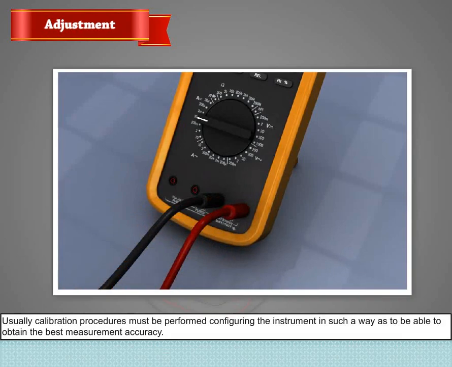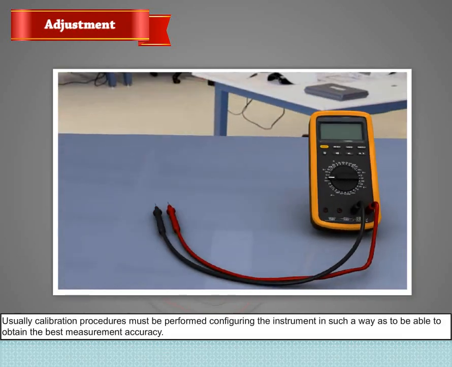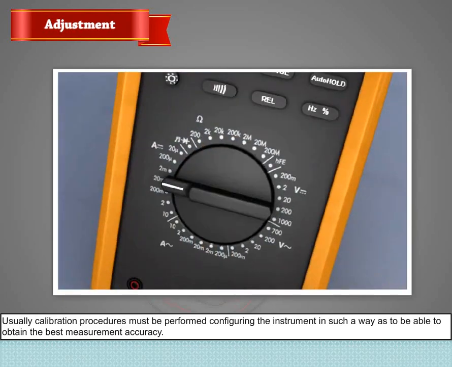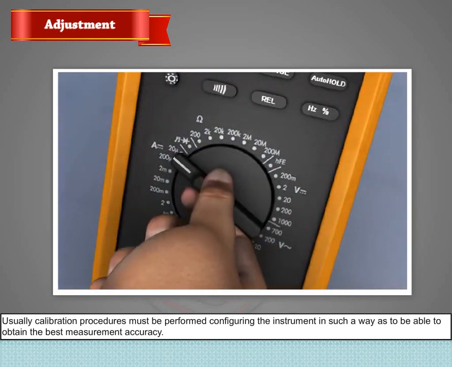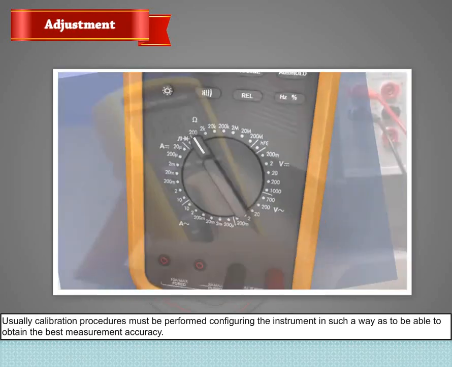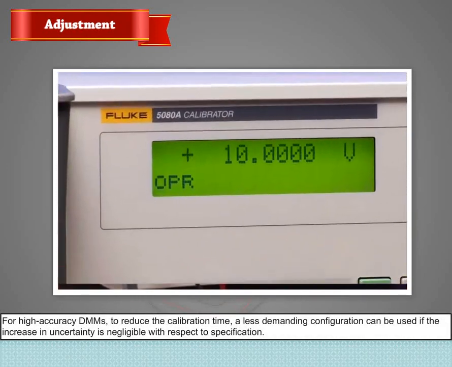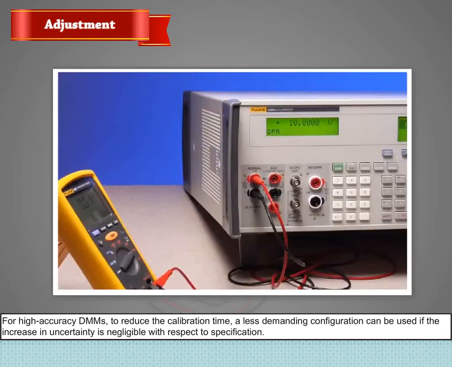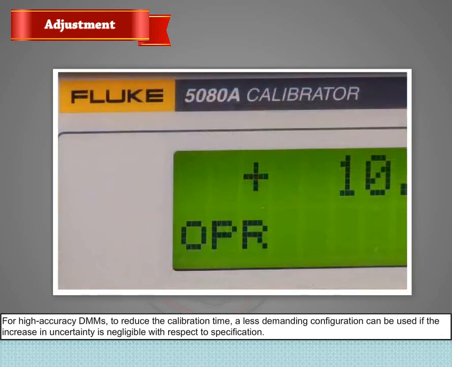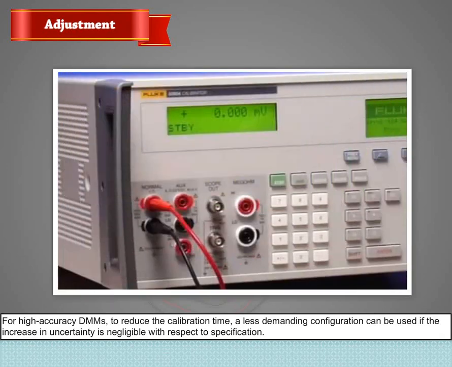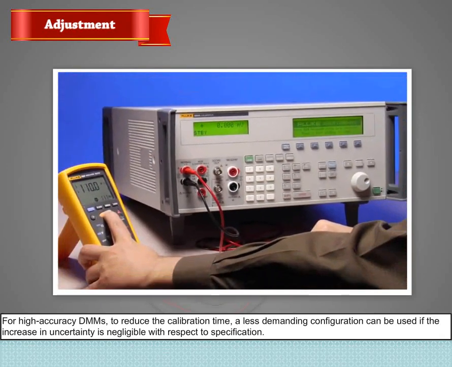Usually, calibration procedures must be performed configuring the instrument in such a way as to be able to obtain the best measurement accuracy. For high accuracy DMMs, to reduce the calibration time, a less demanding configuration can be used if the increase in uncertainty is negligible with respect to specification.